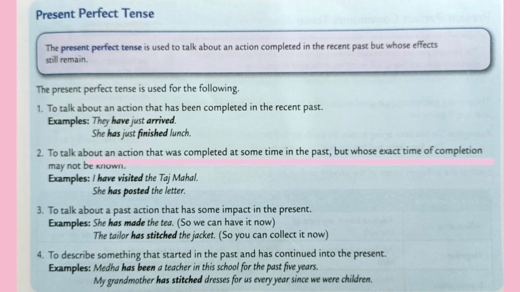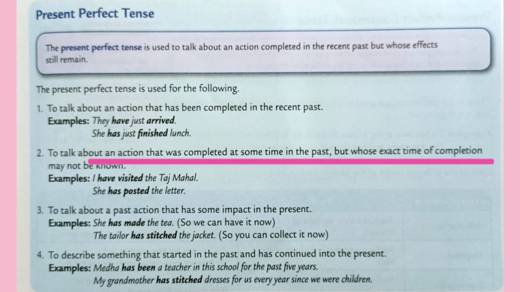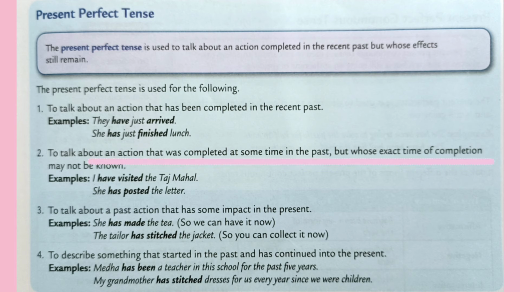Next, we use present perfect tense to talk about an action that was completed at some time in the past but whose exact time of completion may not be known. These are things which talk about personal experiences or changes. For example, I have visited the Taj Mahal. Here, the action has been done in the past, but the exact time of it being completed is still unknown.